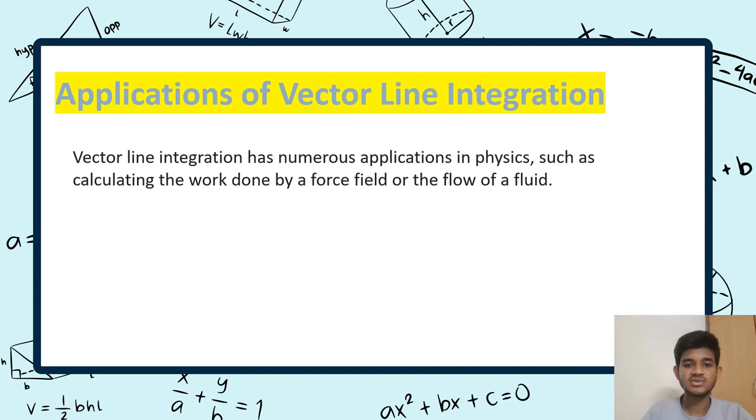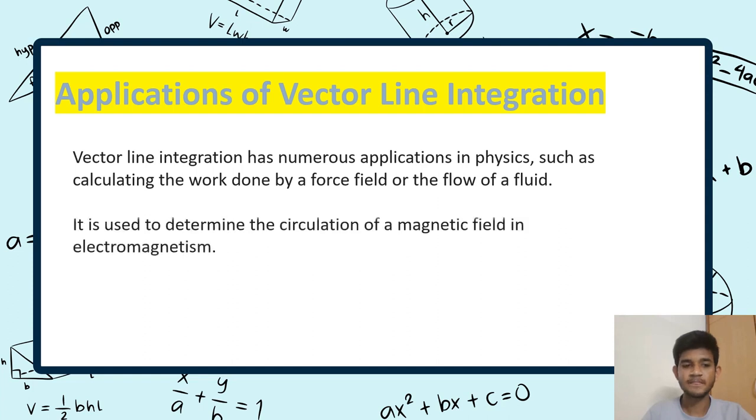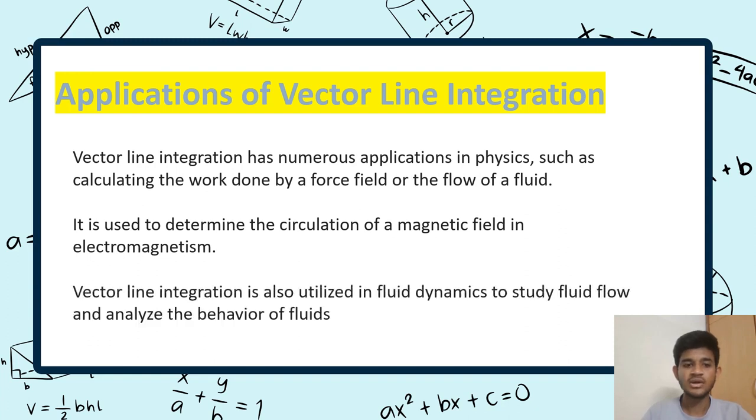Now let us see some of the applications of vector line integration. Vector line integration has numerous applications in physics, such as calculating the work done by a force field or the flow of fluids. It is used to determine the circulation of a magnetic field in electromagnetism. Vector line integration is also utilized in fluid dynamics to study fluid flow and analyze the behavior of fluids.